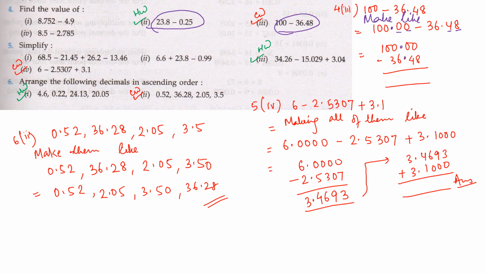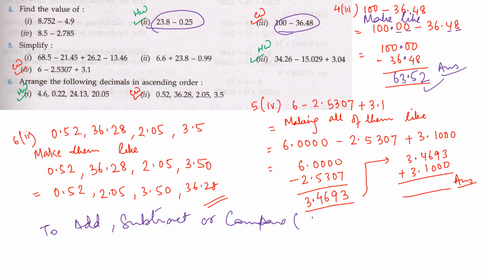Now 10 minus 8 is a 2, 9 minus 4 is a 5. 9 minus 6 is a 3 and 9 minus 3 is a 6. Is it 8 plus 2 is 10, 5, 10, 0, 0, yes, yes, this is the answer. Okay, make like for addition, to add, subtract or compare. Compare means arranging in ascending or descending order, whatever. Okay, make like. That is the first step. Because as soon as you make them like, things are very easy.